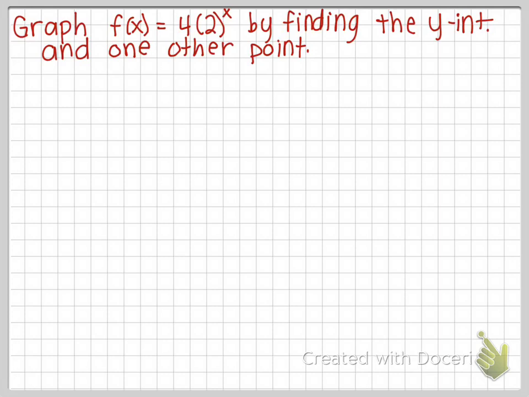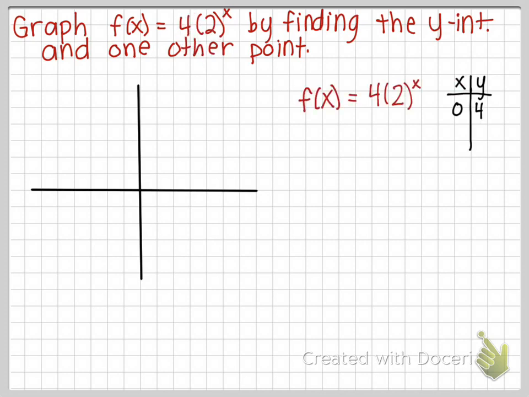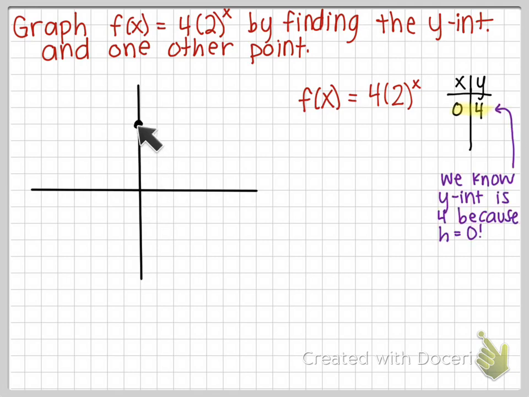Okay, now we're going to try graphing one, and this is the last thing. It says graph this equation by finding the y-intercept and one other point. What's the y-intercept here? H is 0, isn't it? So our y-intercept is our A. That means we could say our y-intercept is 4 because the A is 4 and our H is 0. There's no H term. So let's graph that. So 0, 4 is right there.